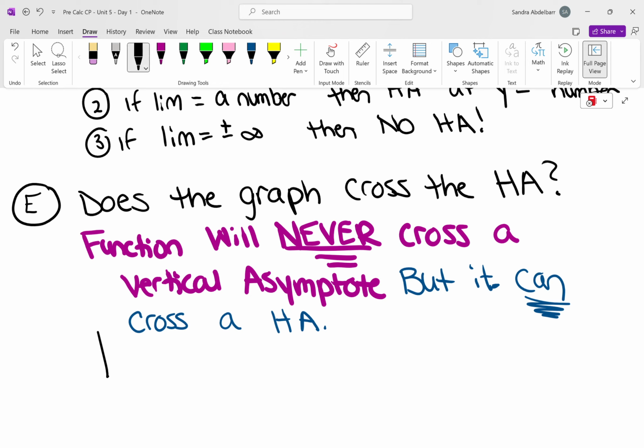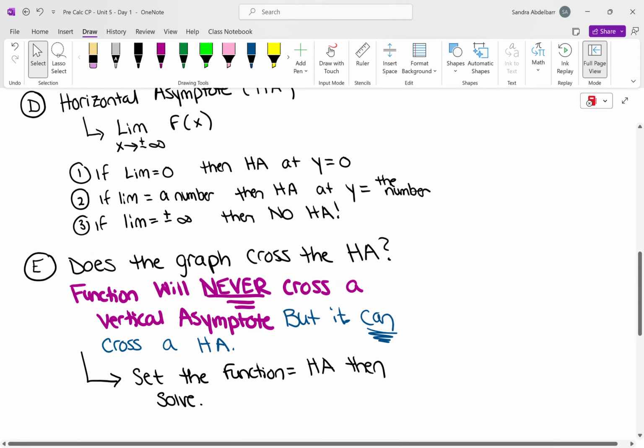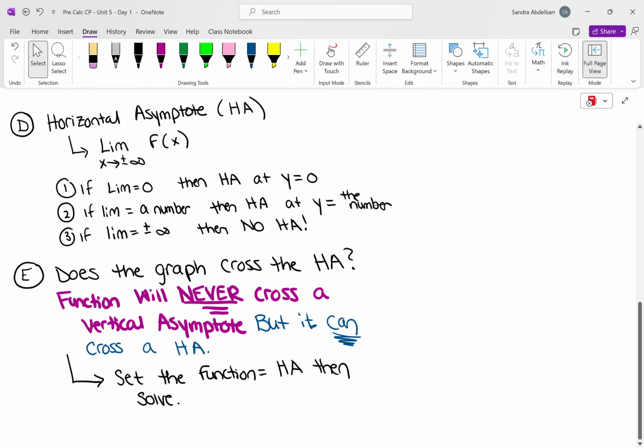So how do we figure out if it crosses or not? What we do is we set the function equal to the horizontal asymptote, then solve. I will let you catch up, and then we'll do some problems.